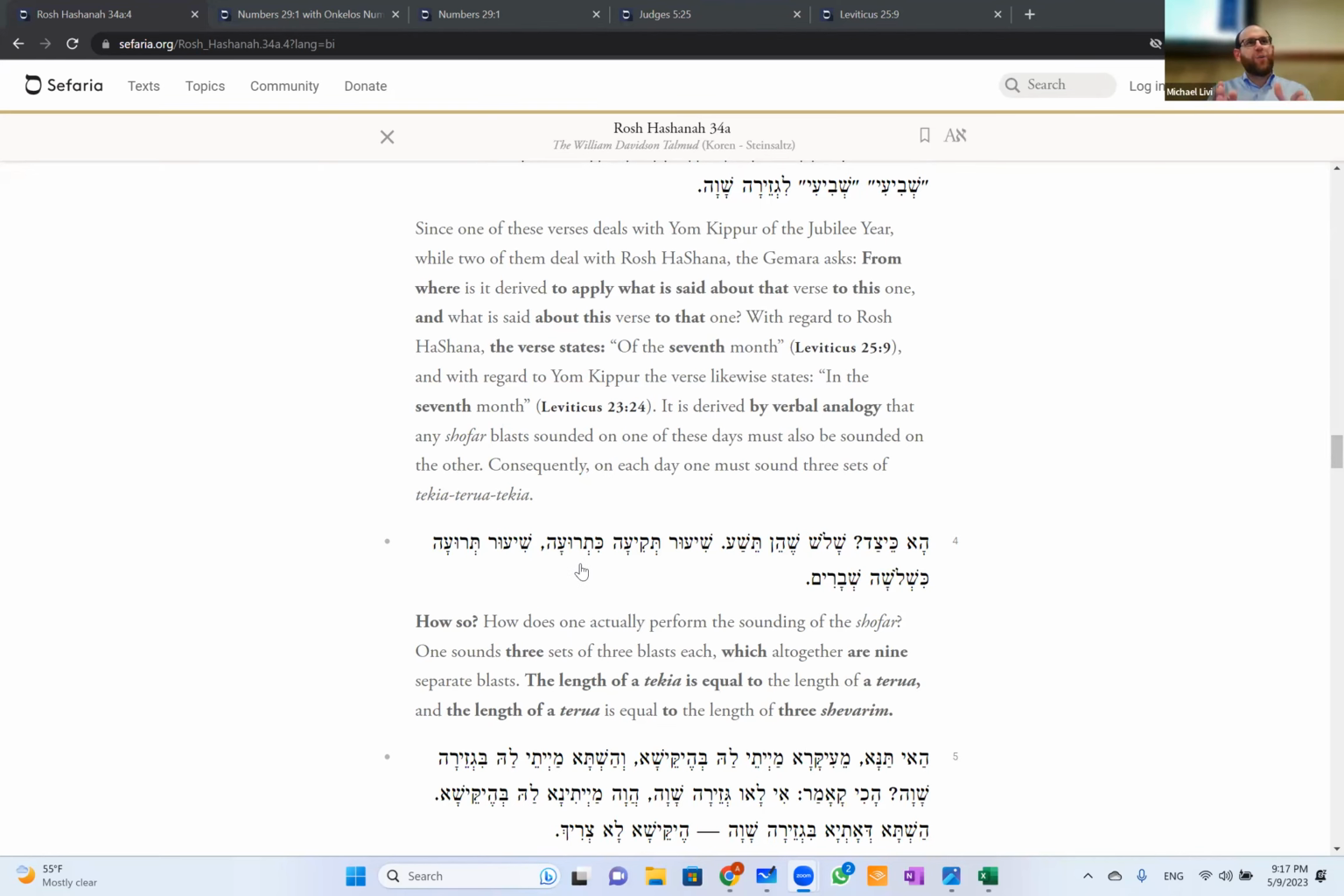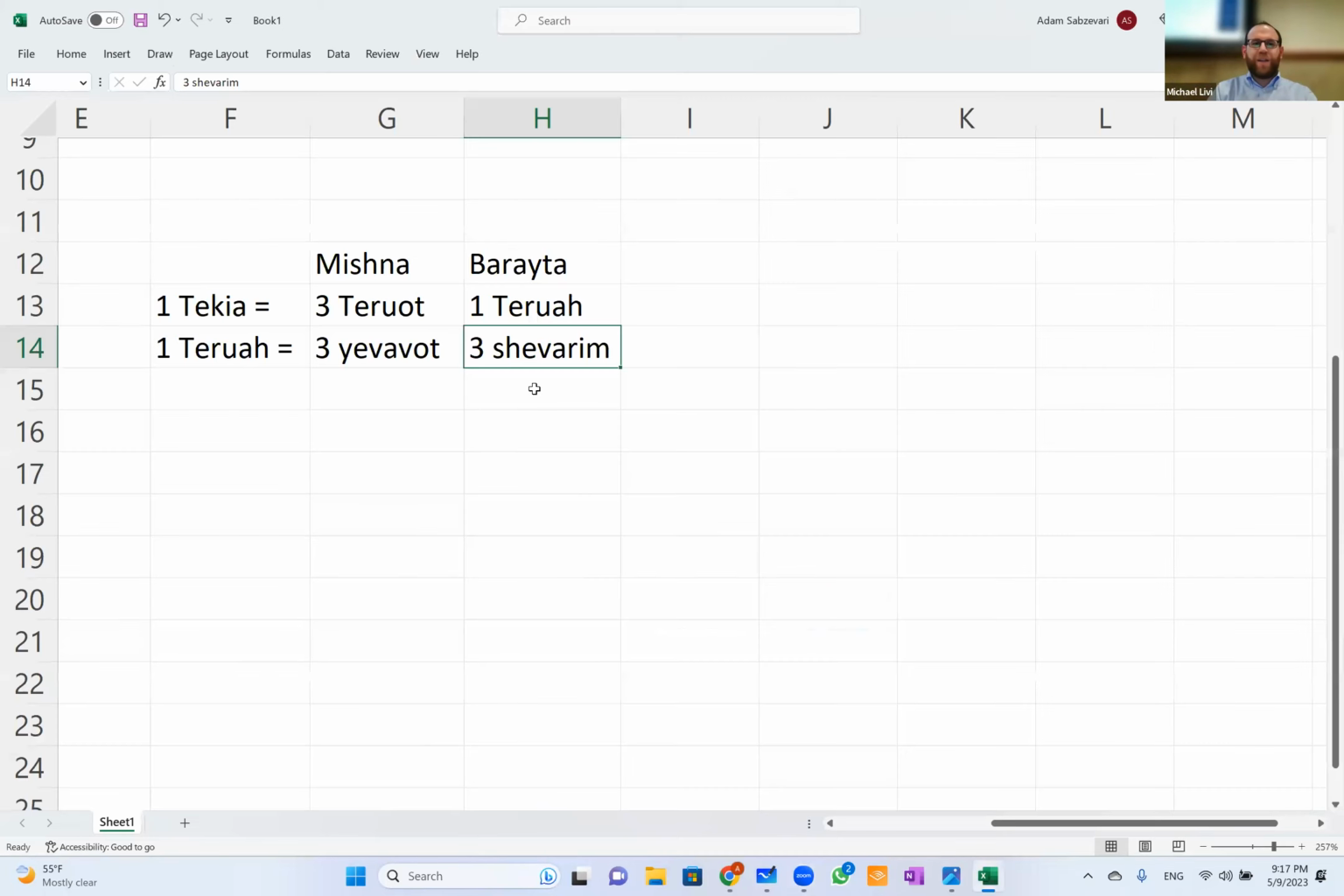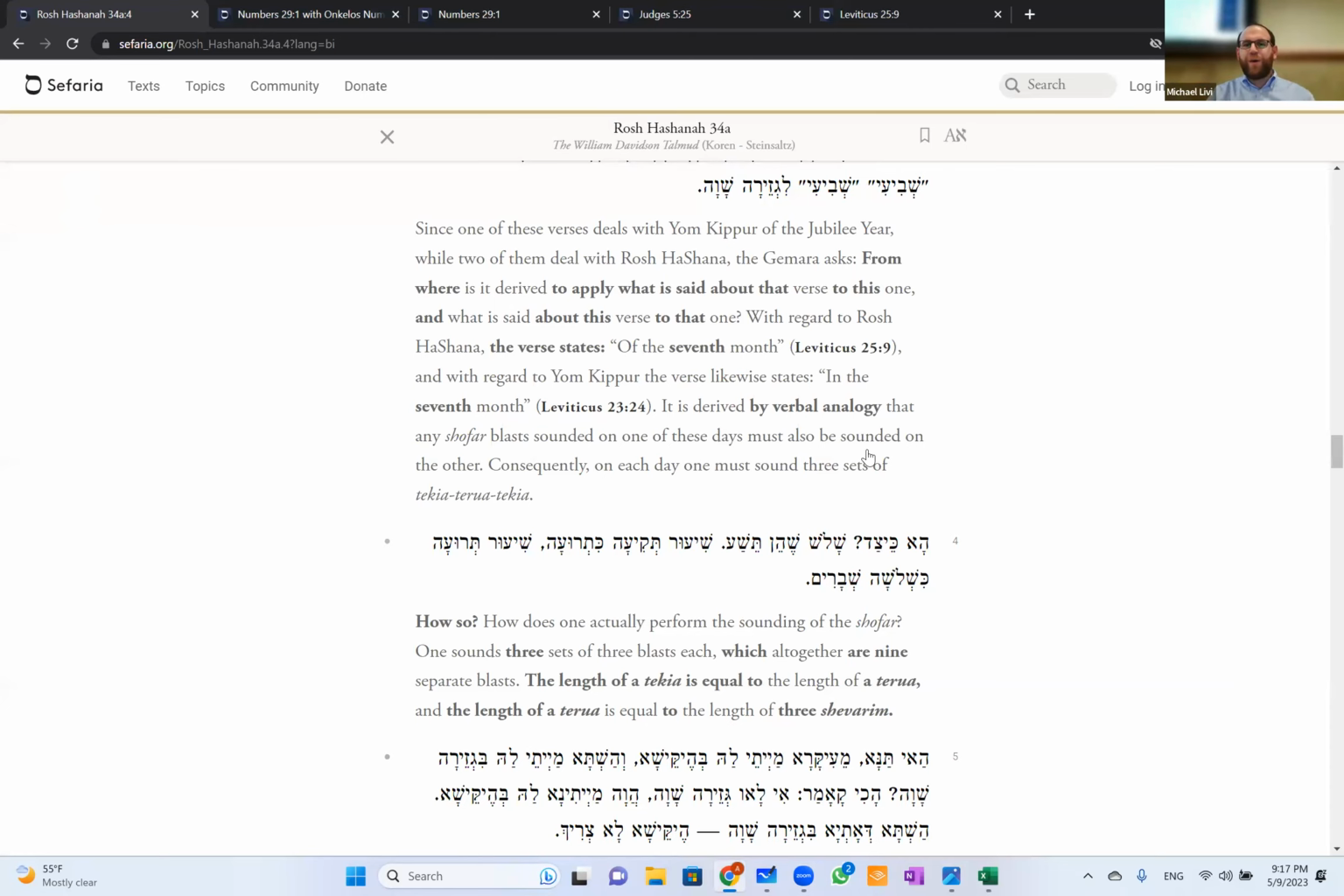And now we're quoting, this is the finale, the last line of the Braita that we opened up our Gemara discussion about. Remember, we quoted a Braita that I put here on the chart, that a Shi'ur of a Tekiah is a Teruah, and the Shi'ur of a Teruah is 3 Shavarim. This Braita is what we're quoting right now. We've quoted it in completion.